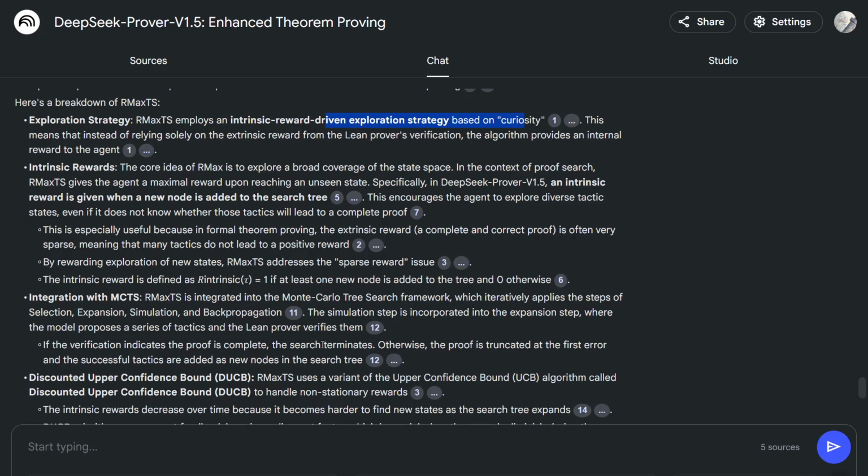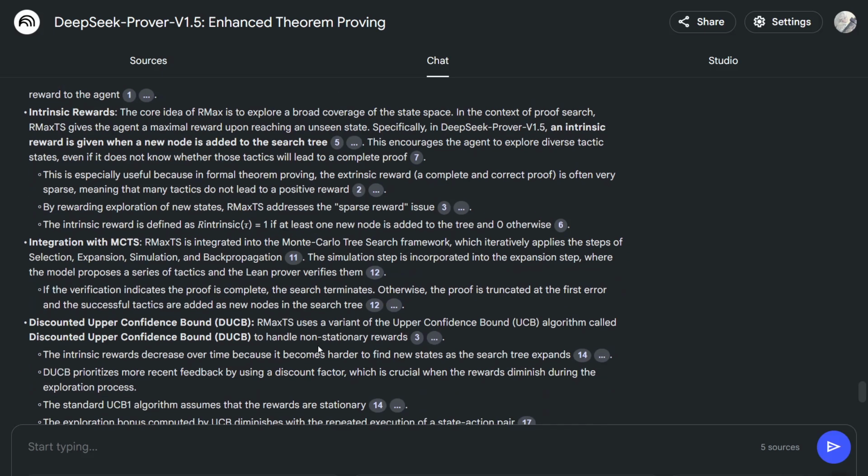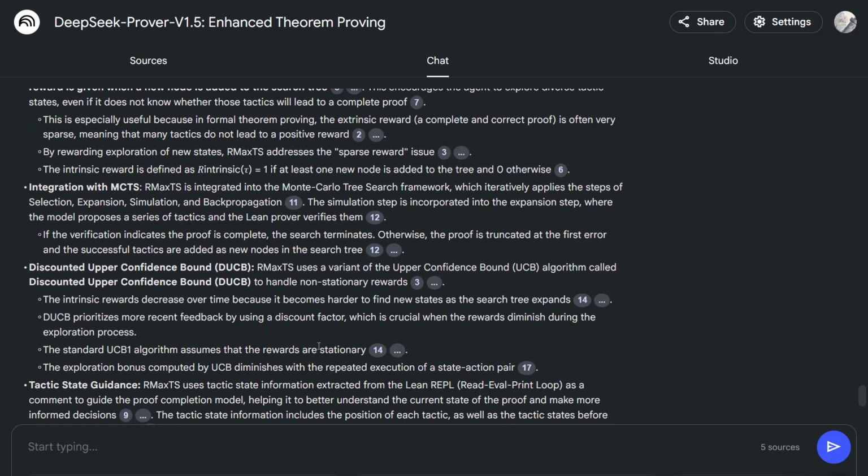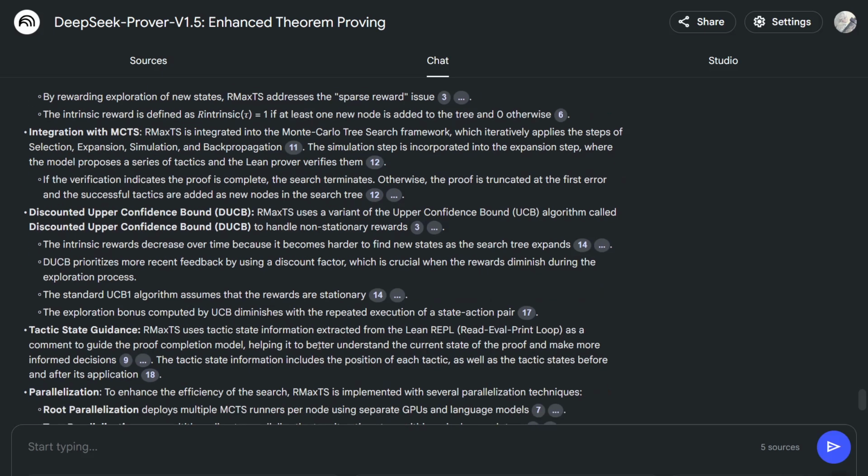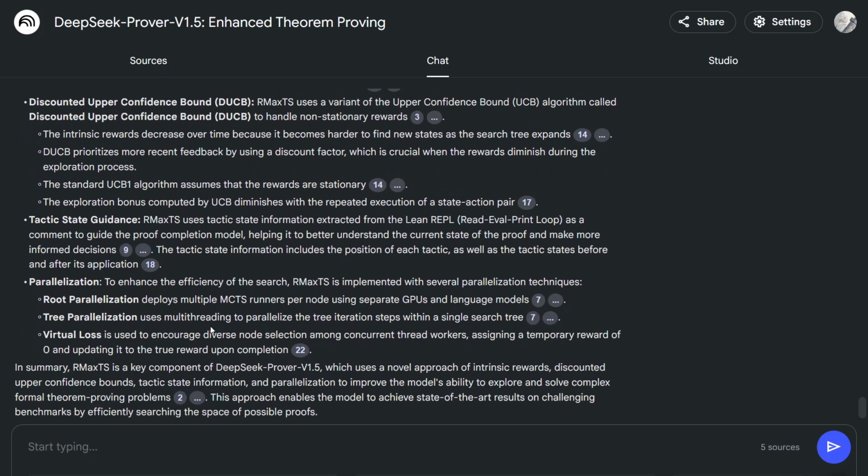But let's be realistic, even the most advanced AI systems have their limitations. You're right. No system is perfect. What are some of the limitations they highlighted? What are the next frontiers? One limitation is that while DeepSeek-Prover-V1.5 excels at exploration, it could be even better at exploitation.